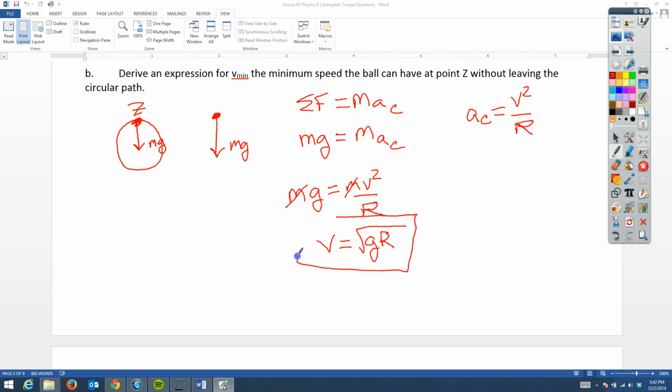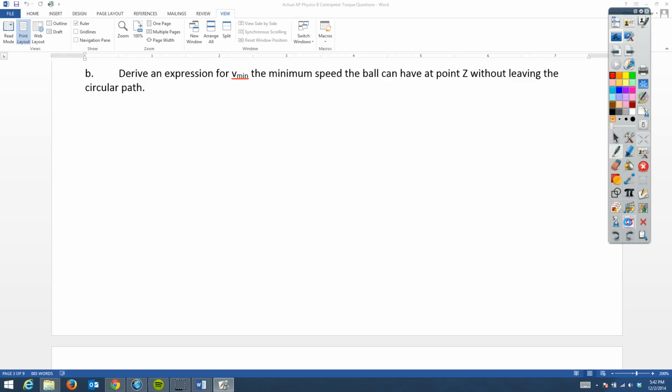It is the speed, minimum speed, so you might even write MIN here, is equal to the square root of gravity times the radius of the circle. Notice mass doesn't take any part in this. That is letter B. Let's go ahead and take a look at letter C.